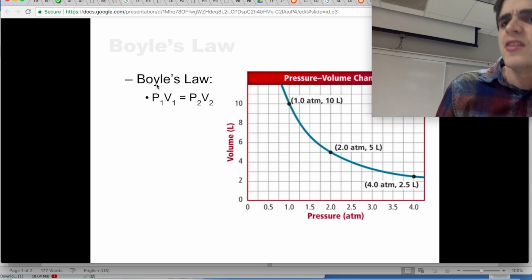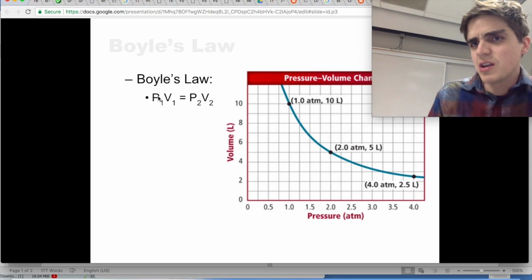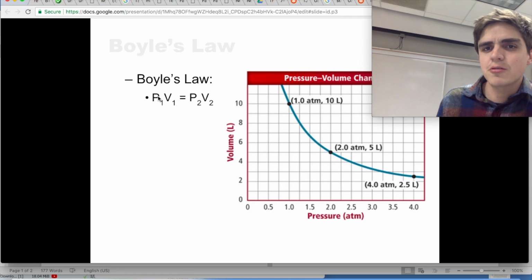And you can tell this is inversely proportional, by the way, because you have multiplication of the same variables across. So do enough math and you'll say, oh yeah, look at that. It's inversely proportional. Whatever.